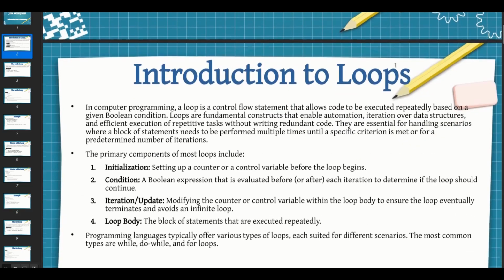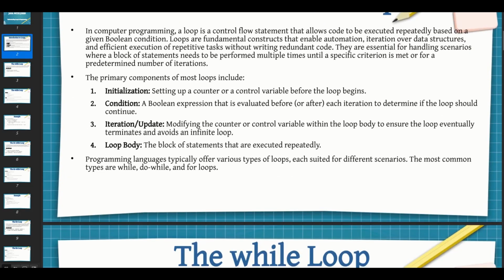Now, we have the primary components of most loops. A majority of them. We have the initialization, which sets up a counter or a control variable. We have the condition. This is the Boolean condition that is evaluated and is supposed to be determined to be true if the loop is supposed to execute. We have the iteration or the update. This is simply where the counter or the control variable is modified within the loop body. And then we also have the loop body. This is the block of code which is supposed to be executed repeatedly.